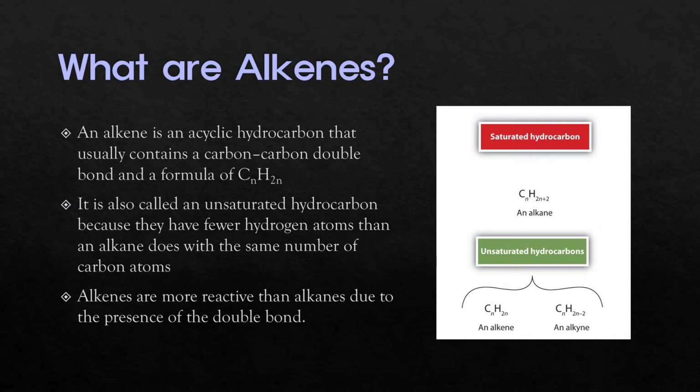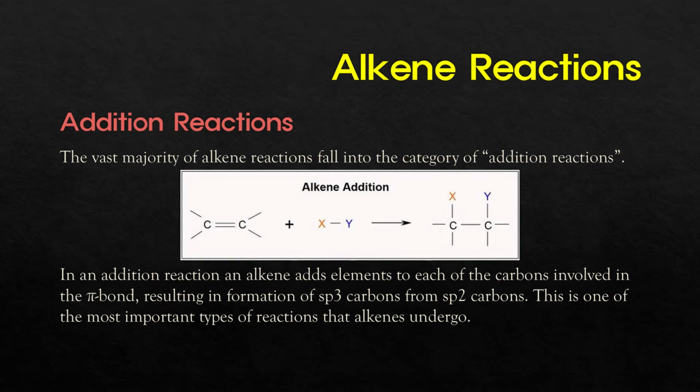Alkenes are more reactive than alkanes due to the presence of the double bond. Alkene reactions. Addition reactions. The vast majority of alkene reactions fall into the category of addition reactions. In an addition reaction, an alkene adds an element to each of the carbons involved in the pi bond, resulting in formation of sp3 carbons from sp2 carbons. This is one of the most important types of reactions that alkenes undergo.